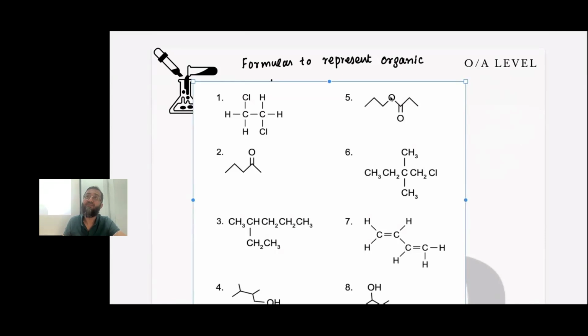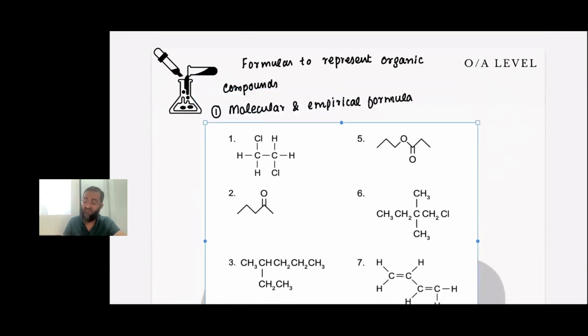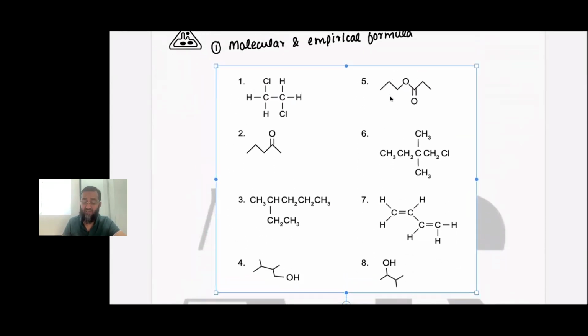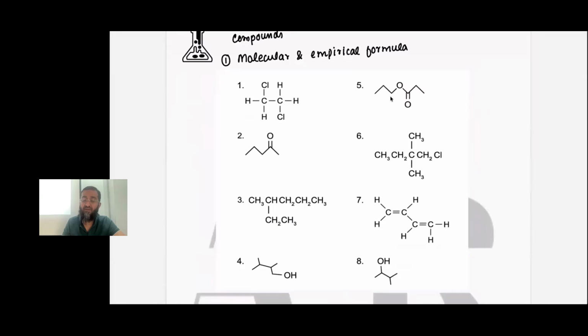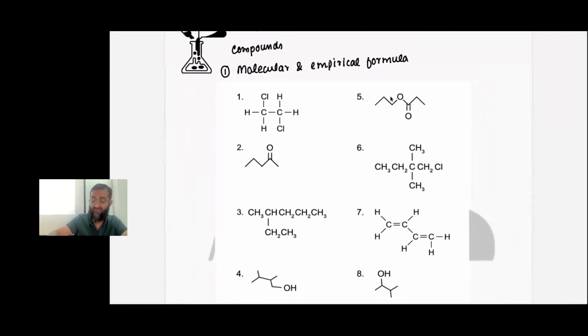So this is your task. I want you guys to do it quickly. You need to write the molecular and empirical formula of all of these compounds. Just do it in your copies quickly. Everyone, do it in your copies quickly.